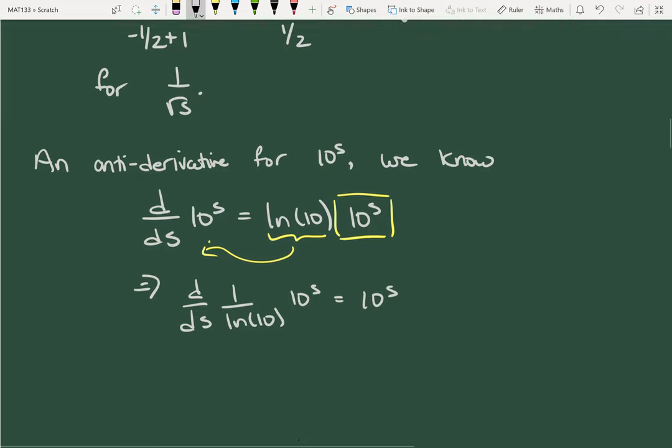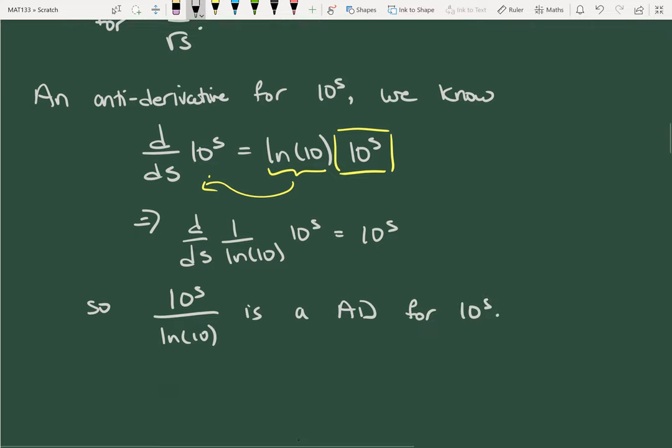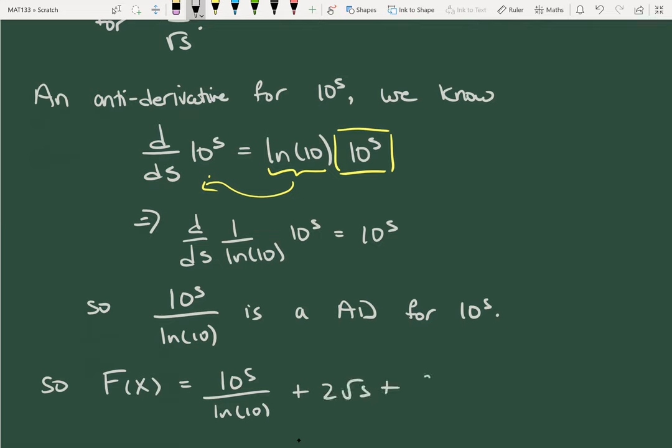Right, so that tells me 10 to the s over ln 10 is, and I'm just going to write an antiderivative for 10 to the s, right? So in total, our potential antiderivative is this: f of x is 10 to the s over ln 10 plus 2 root s plus some constant c.